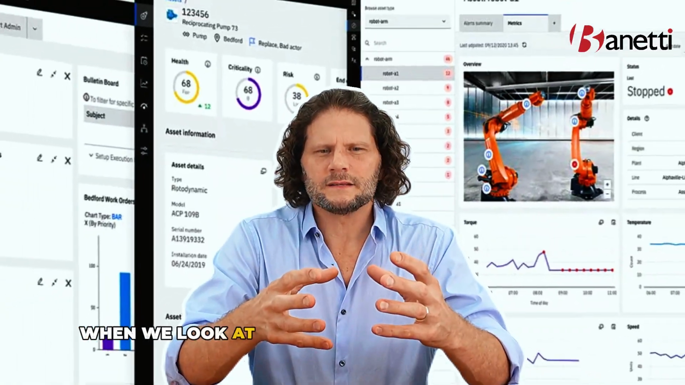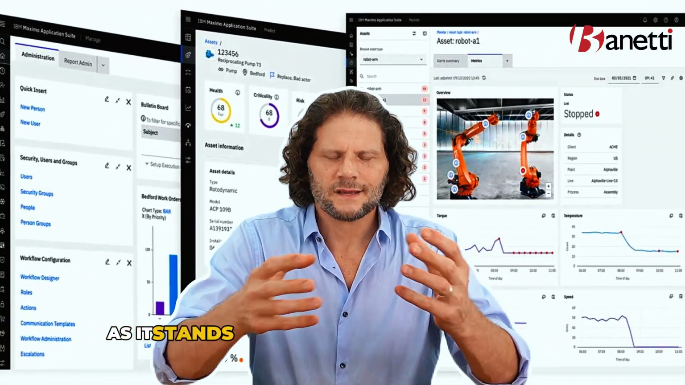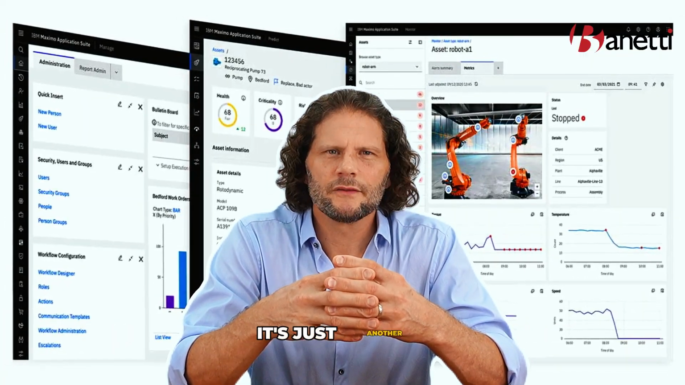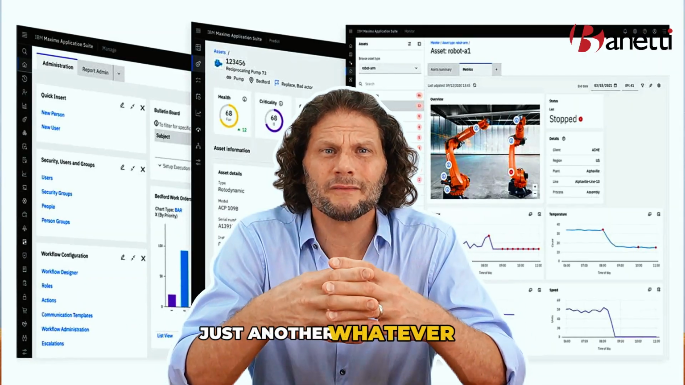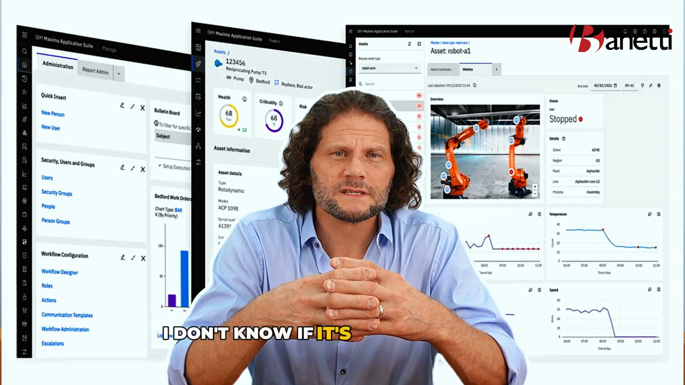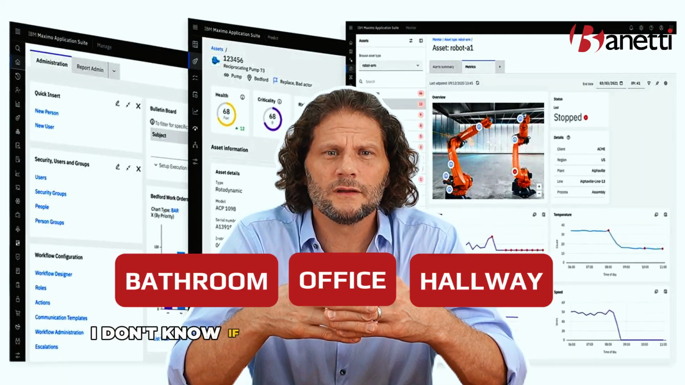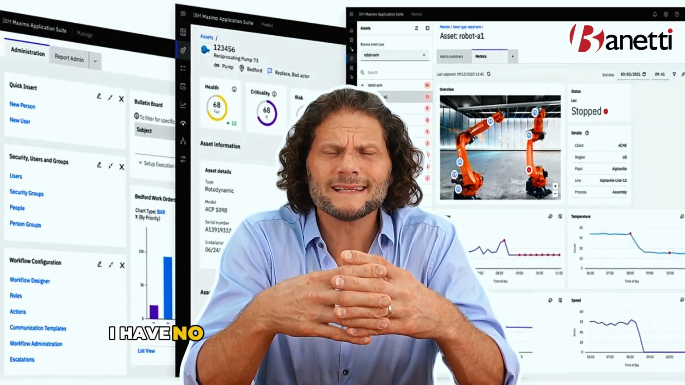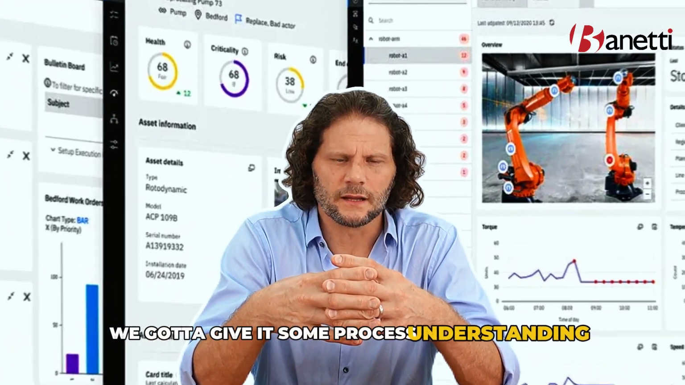So when we look at Maximo and the application suite as it stands, the truth of the matter is there's no context in there. It's just another wheel, just another pump, just another whatever it is. I have no idea. A light bulb's a light bulb. I don't know if it's in the bathroom, an office, the hallway, outside. I don't know if it's critical to curing a product. I have no idea. So we've got to give it the context. We've got to give it some process understanding.